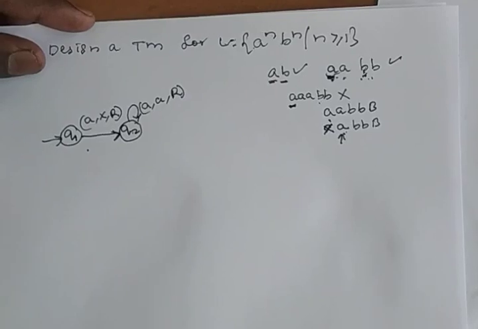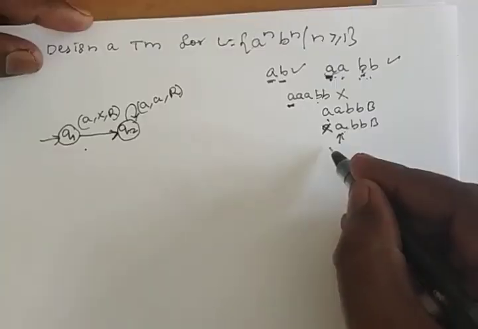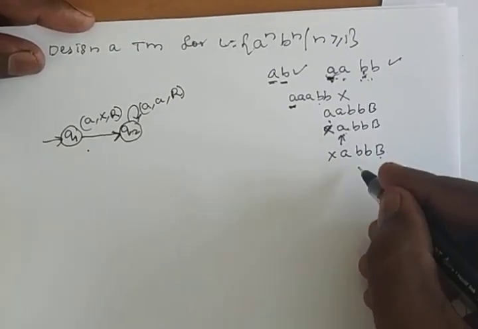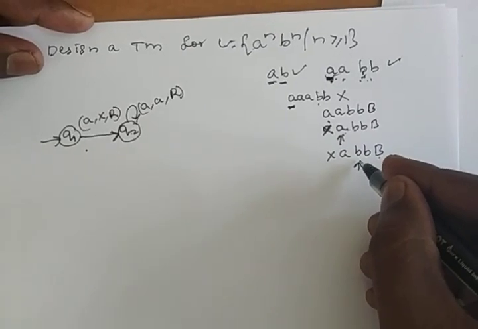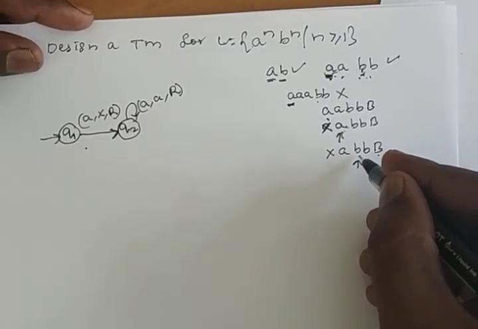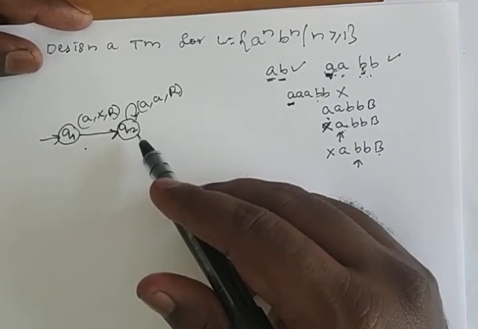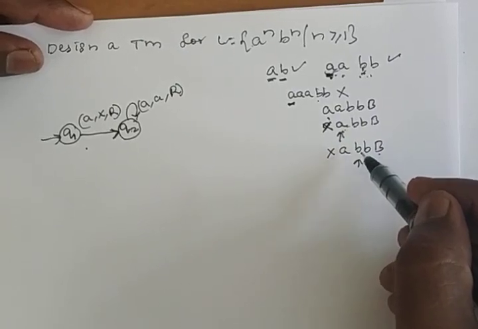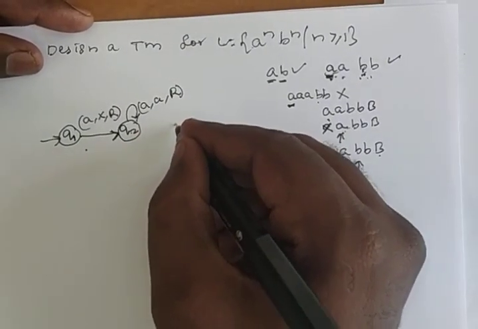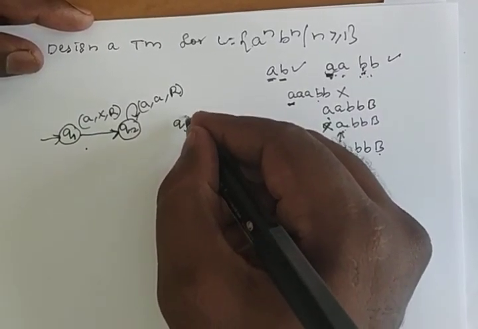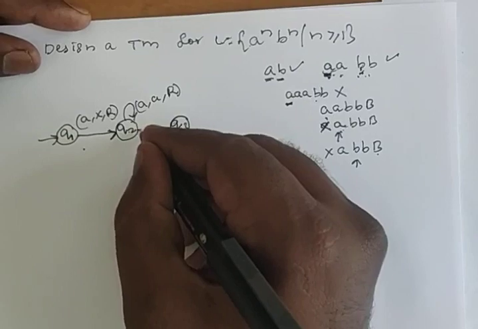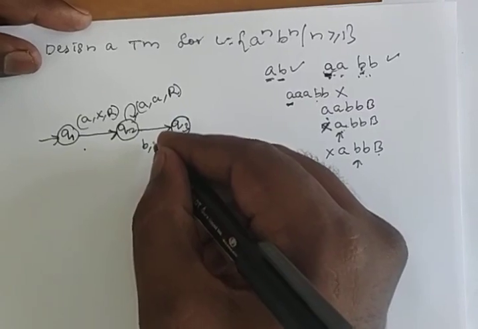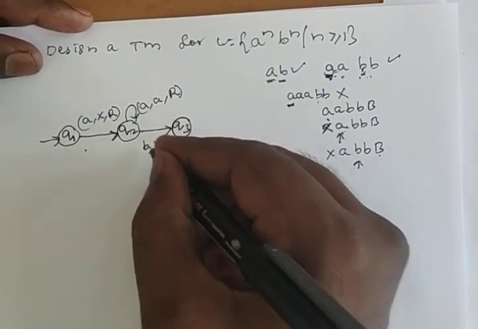You should not touch anything. Now when you move to the right, you have X, A, B, B, capital B, where capital B denotes the blank space. Now your read head points to B. You are encountering a new symbol in the state Q2. So from Q2 to Q3, make a move that replaces B by some other symbol. For example, I replace B by Y and move to the left direction.